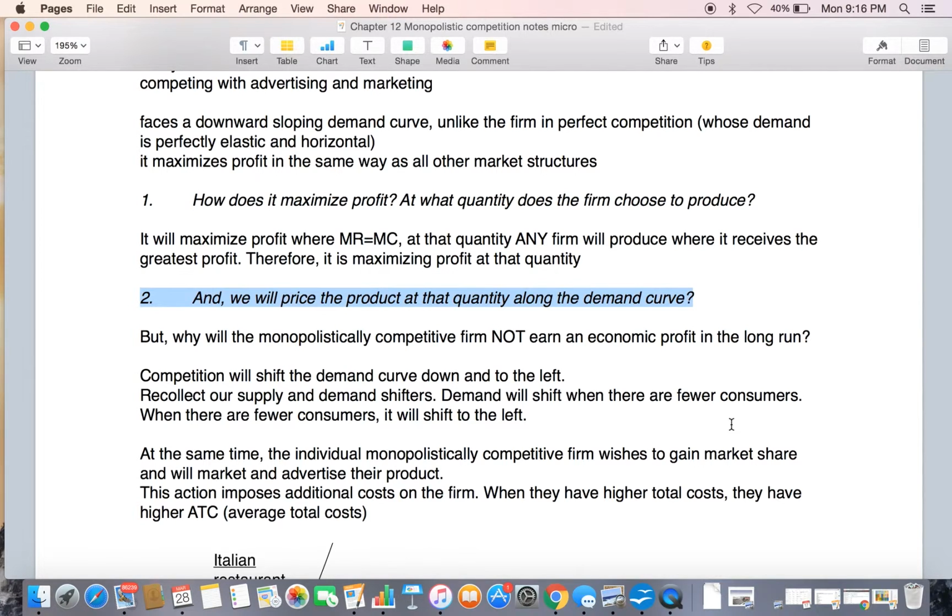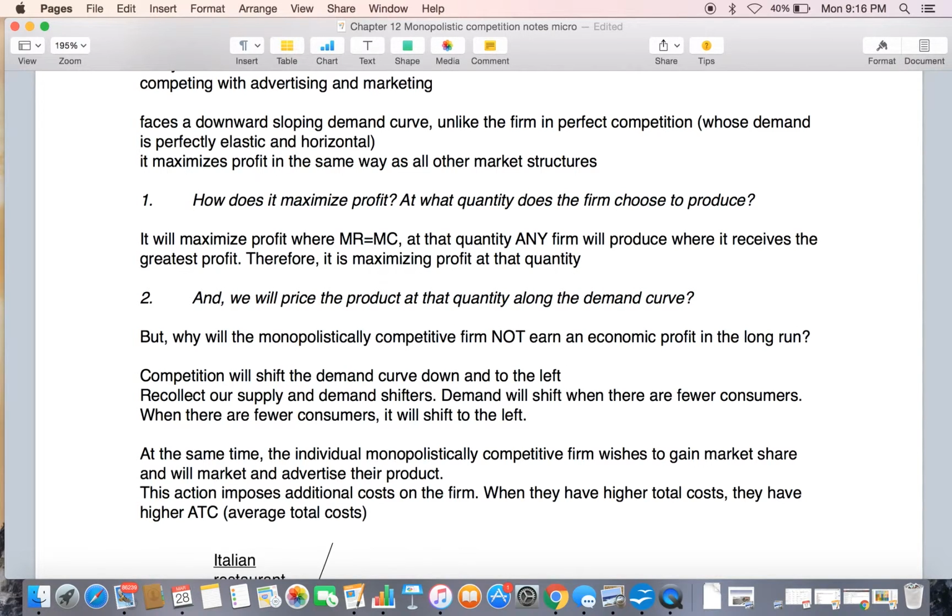One reason is because competition will shift the demand curve down and to the left. As firms enter the industry to seek to earn economic profits that are currently being earned by the monopolistically competitive firm, this will cause the demand curve to shift down and to the left. So recollect our supply and demand shifters. Demand will shift when there are fewer customers. When there are fewer customers, it will shift to the left. Likewise, if there are more people demanding a product, demand shifts to the right.